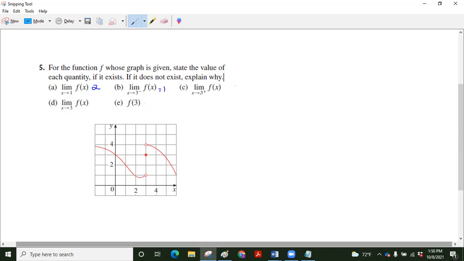This one is the limit as x approaches 3 from the right. So we're looking at 3 and we're coming from the right, which means we're on this graph here. And we're following this graph, and we see that the limit as x approaches 3 from the right is 4.